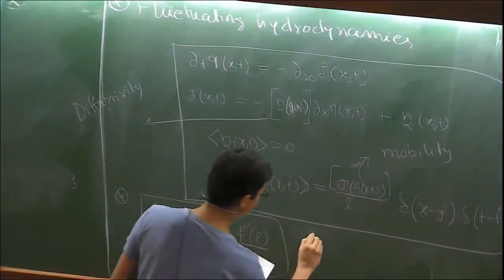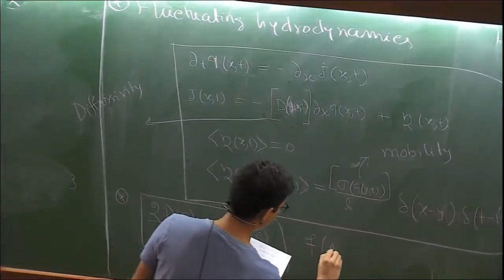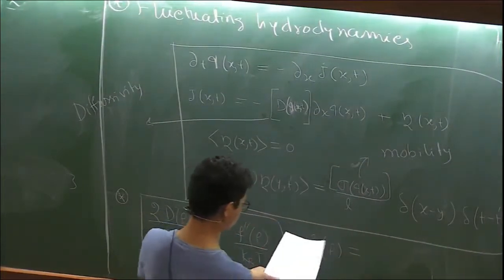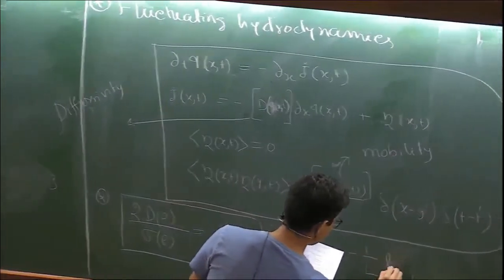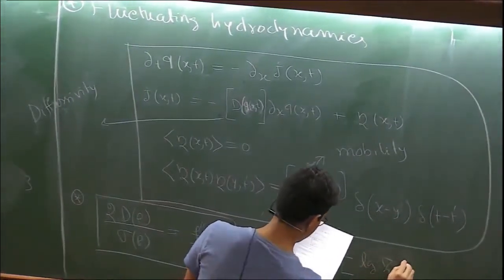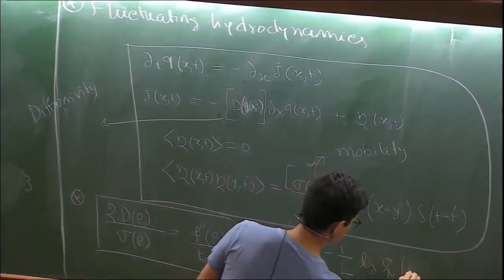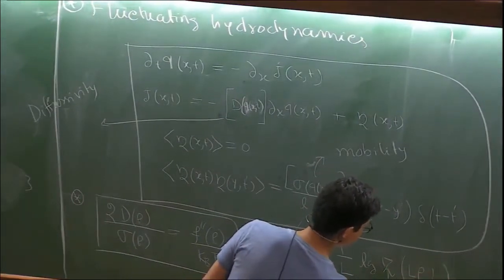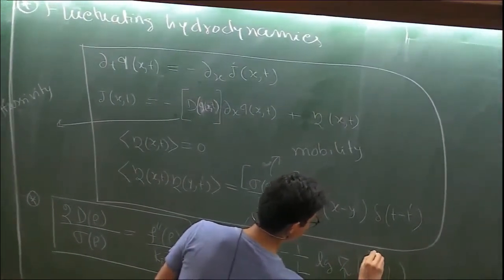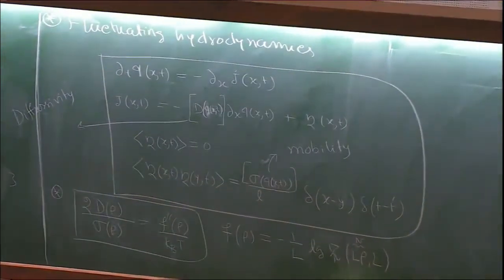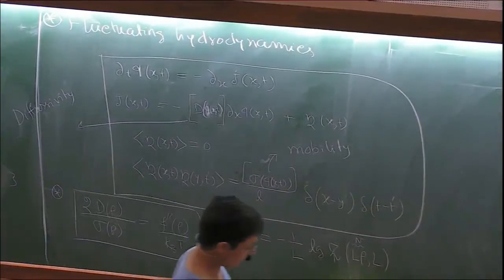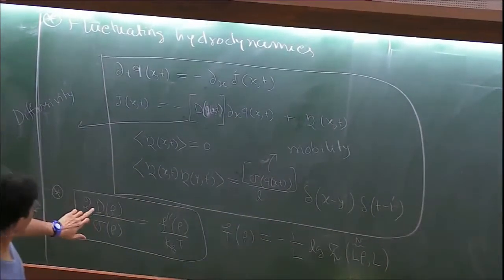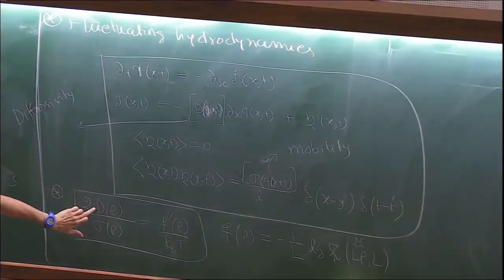Where F of rho is the canonical free energy, 1 over L log Z of L, with L times rho being the total number of particles. Okay. I'll derive this relation. So what one typically does, often in many systems, is that the calculation of this diffusivity is quite easy.